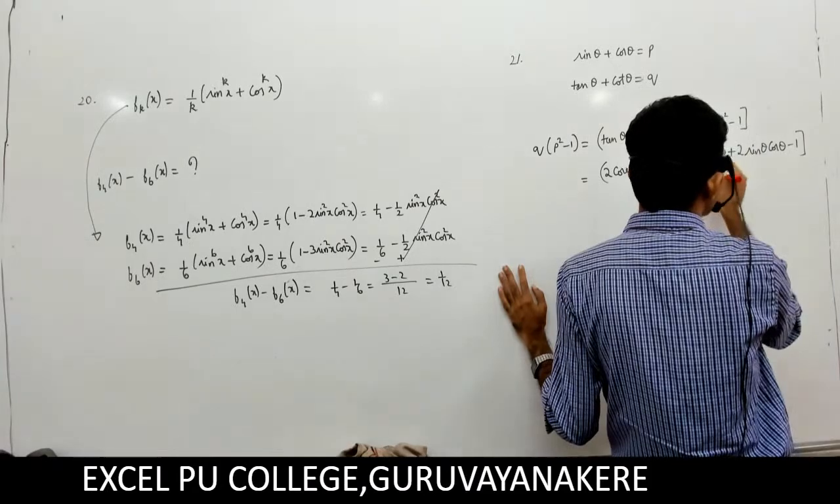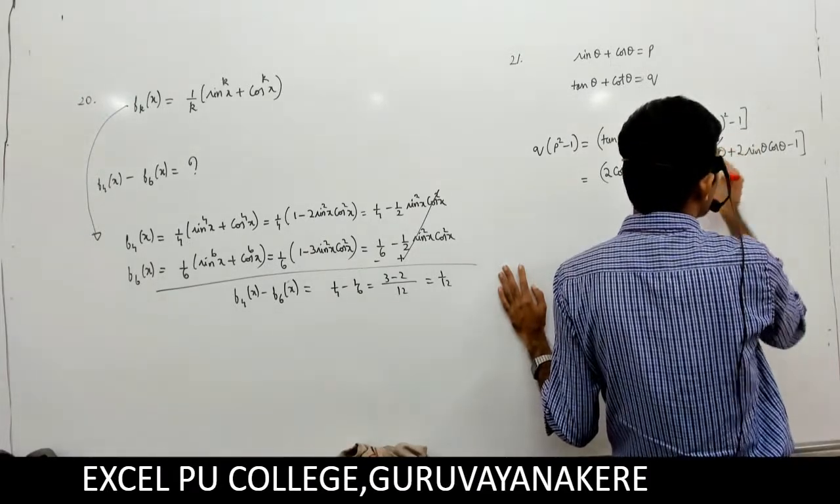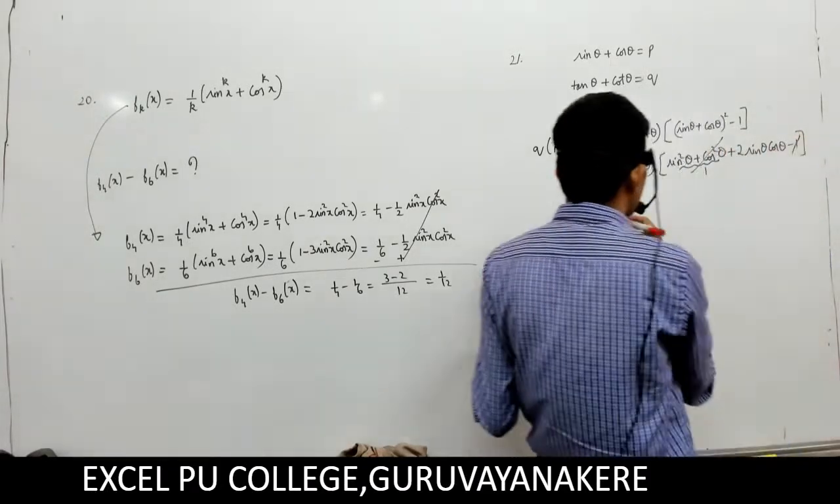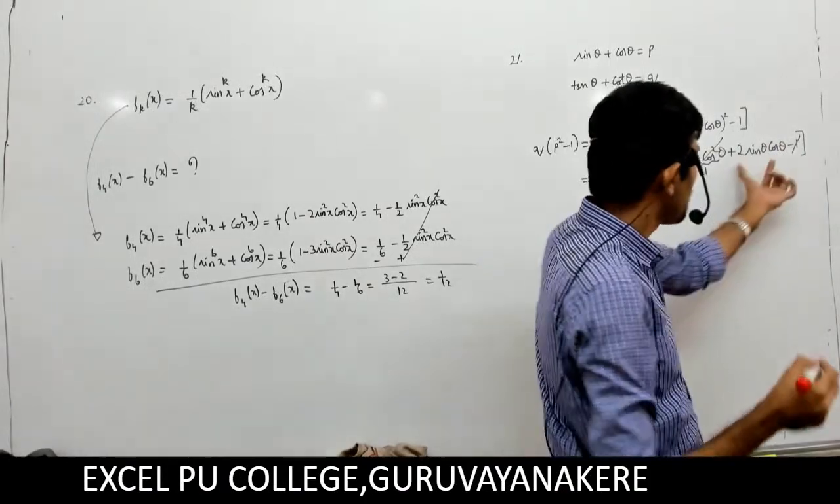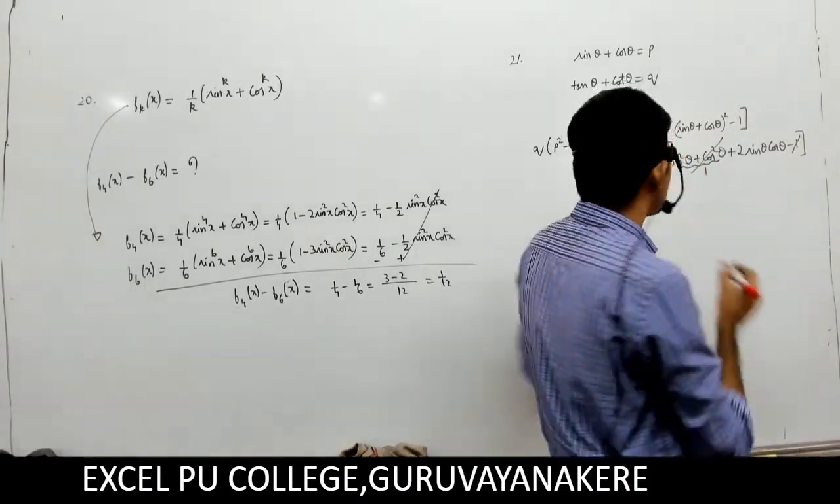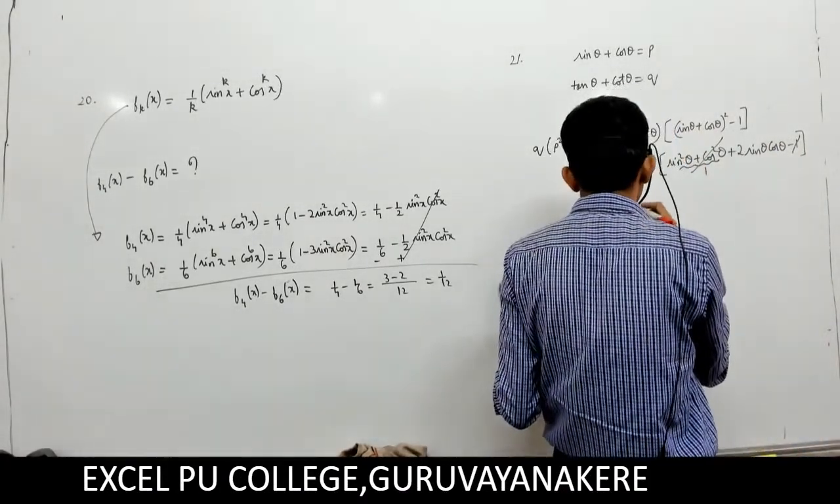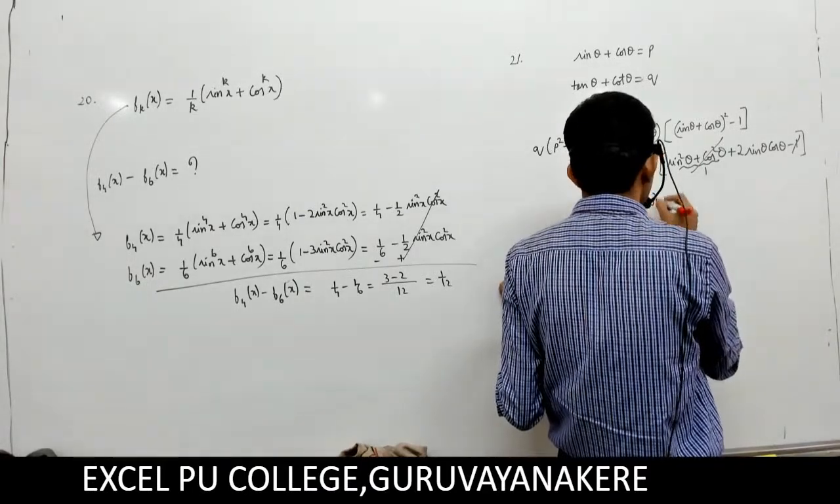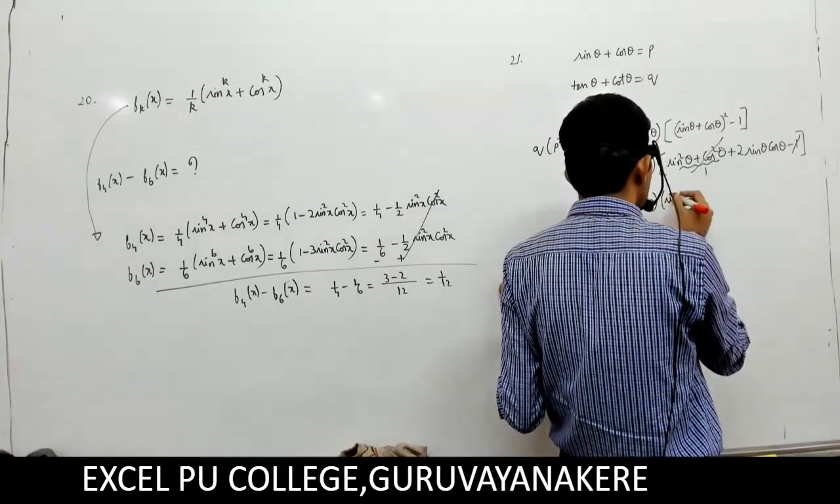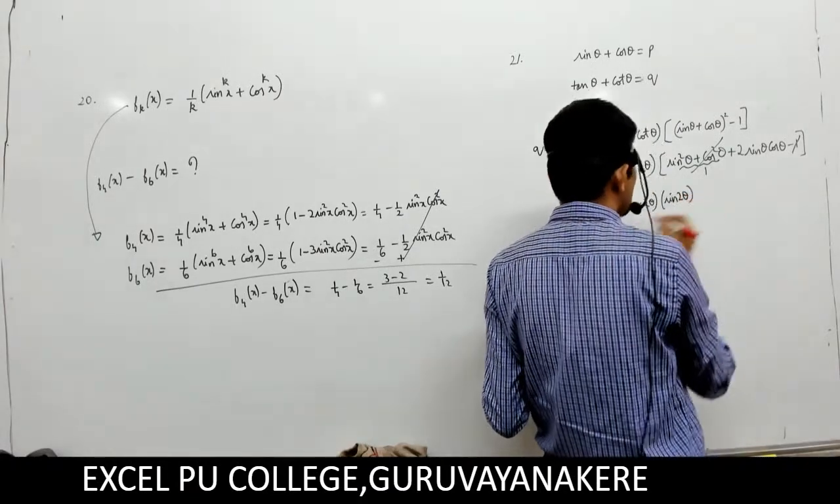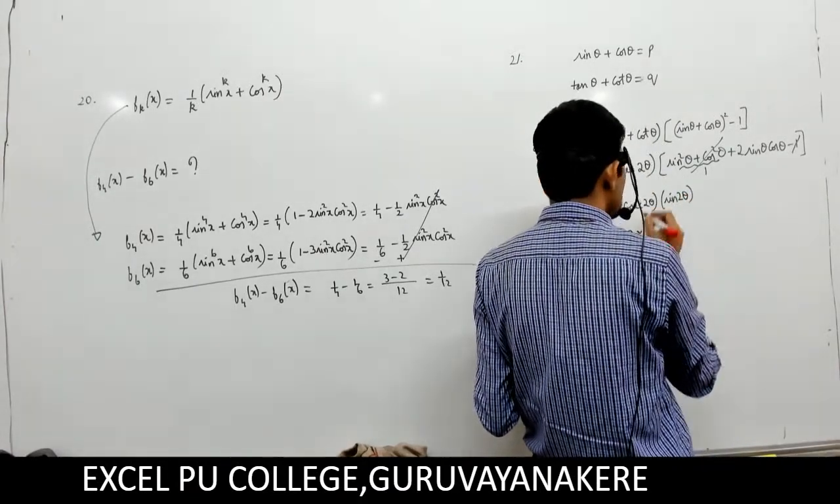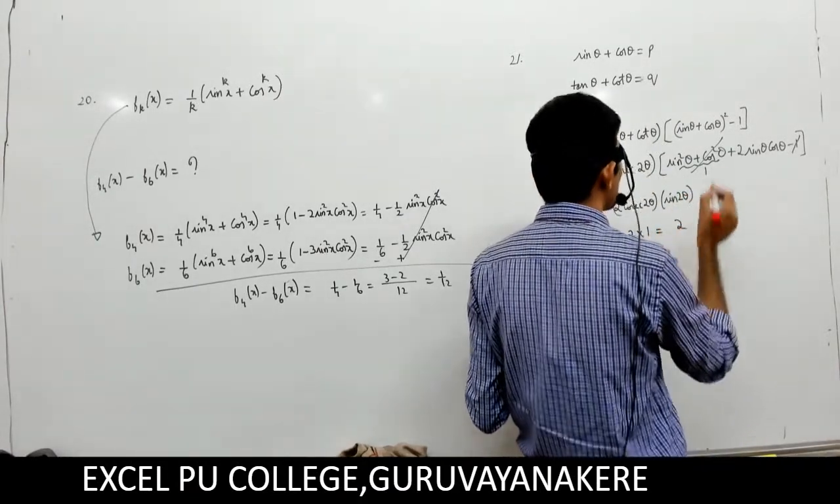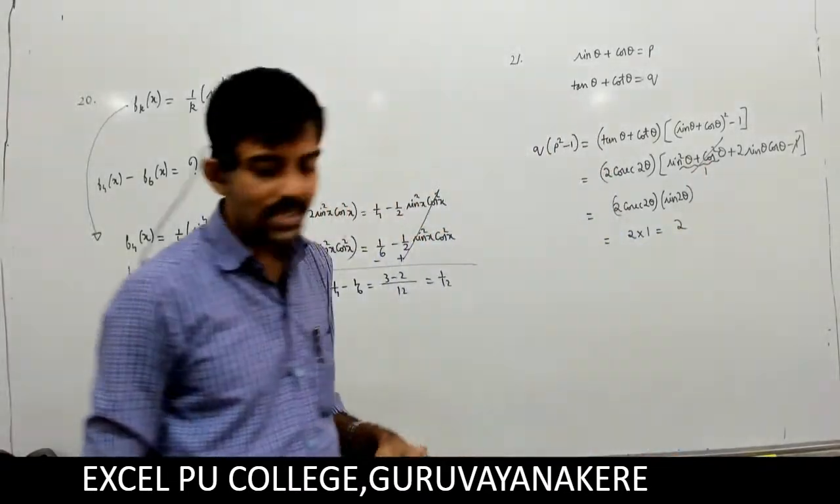Correct? Sin square plus cos square is 1. This 1 will cancel with this. So what remains? 2 sin theta cos theta. That is sin 2 theta. 2 sin theta cos theta is sin 2 theta. This is 2 times cosecant 2 theta into sin 2 theta. 2 into cosecant into sin is 1. So this becomes equal to 2. So required answer is 2.